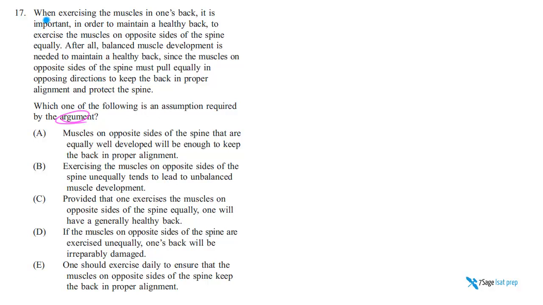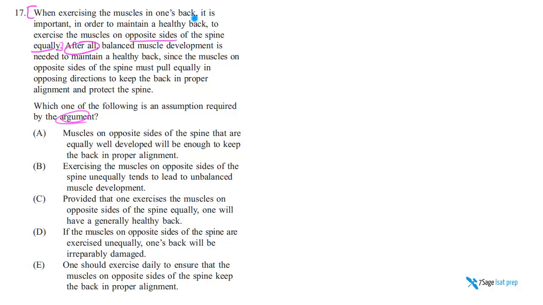So let's read. When exercising muscles in one's back, it is important in order to maintain a healthy back to exercise muscles on the opposite sides equally. So that's a statement that turns out to be the conclusion. Now we don't know that's the conclusion yet, but let's just see what it's saying. If you want to maintain a healthy back, you have to exercise muscles on the opposite sides of the spine equally. That's what the statement is saying.